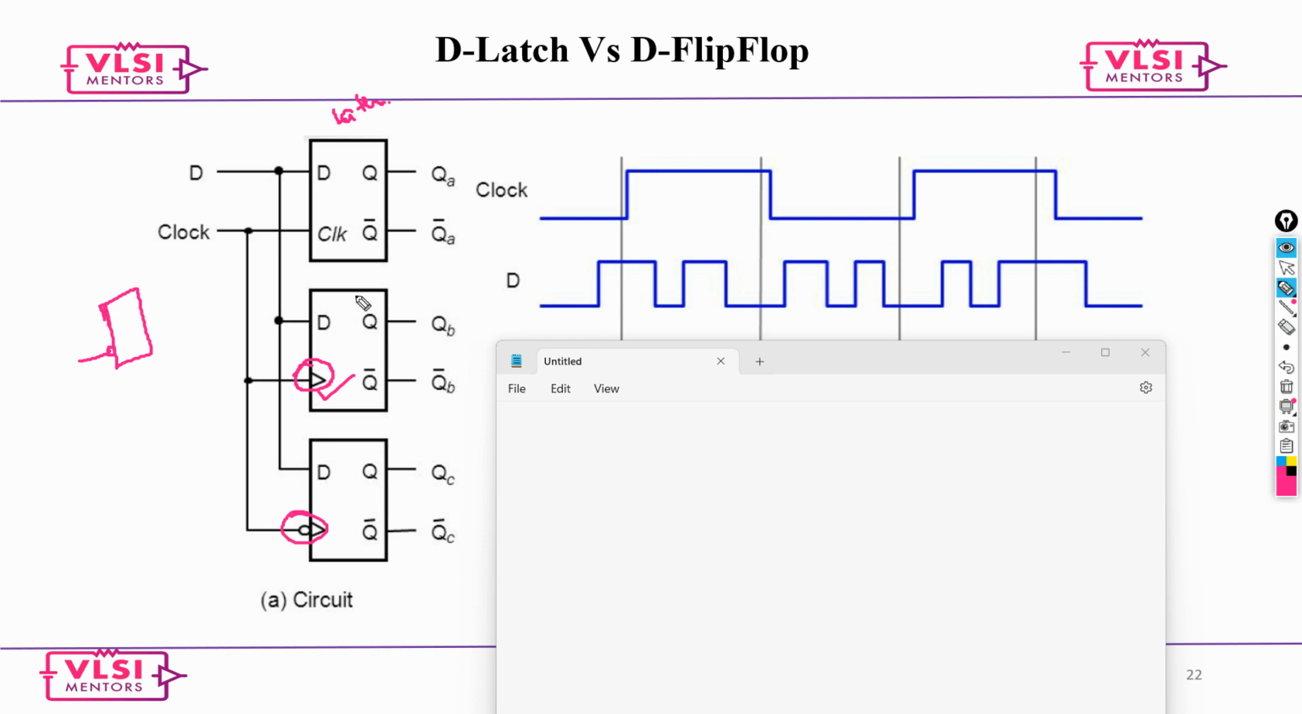Now, how would the latch behave? The latch would behave during the positive level as transparent. During the positive level, the latch is going to be transparent. In this case, it is positive level sensitive. What this means is it is going to be something like this, and you just have to extend it like this. Now this is the clock and this is your D.